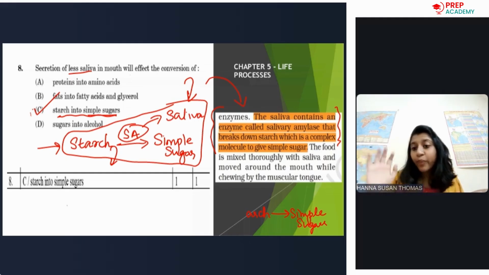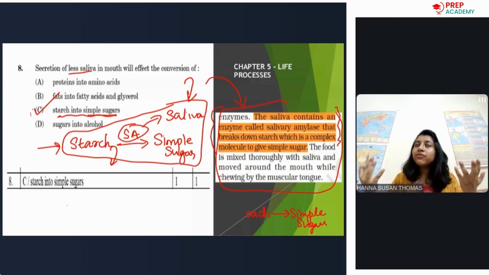Conceptual clarity is important. If you understand the concepts very well, any questions can be easily answered. From your reader, from this particular portion, you can understand that this conversion is happening with the help of salivary amylase in saliva. So if anyone asks what happens if saliva is less in our mouth, that will affect this particular conversion. As simple as that. So that's the key point.